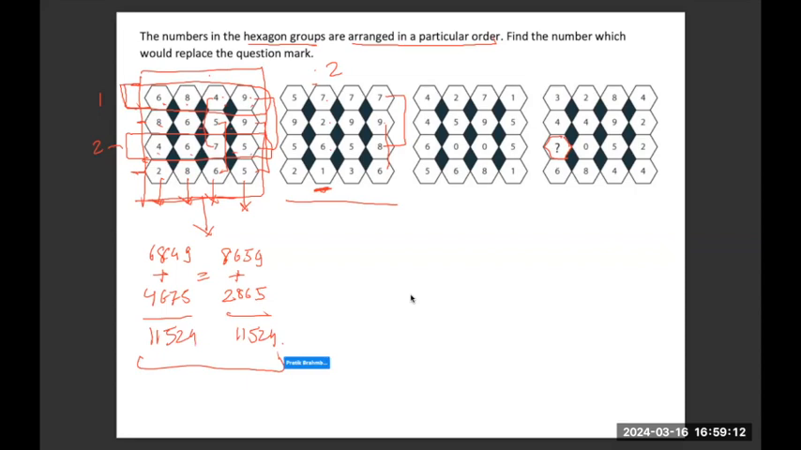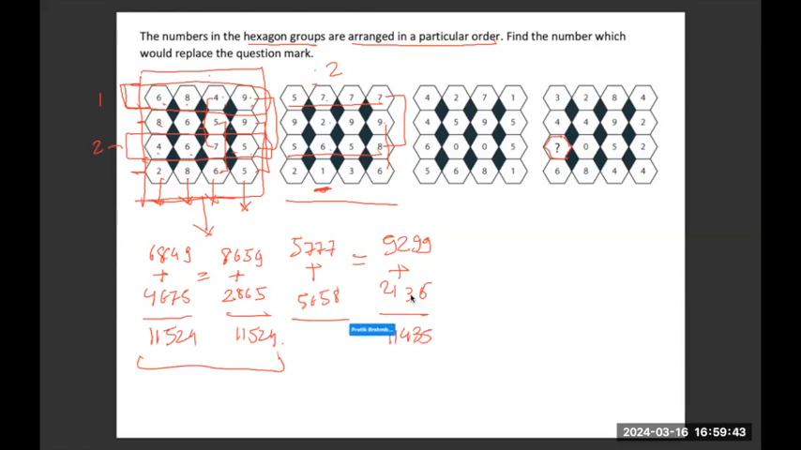Now I go with the second cell where the vertical relationship was not getting satisfied. Let's check that out. 5, 7, 7 plus 5, 6, 5, 8 is equal to 9, 2, 9, 9 plus 2, 1, 3, 6. So this equals 11435. So in both cases, this is getting satisfied.